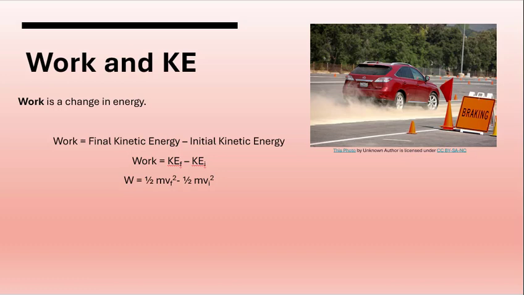We've said work is a change in kinetic energy. And so to find the work done in speeding up or slowing down, you just have to take whatever the final kinetic energy is and subtract from it the initial kinetic energy, and that will give you the amount of work required.